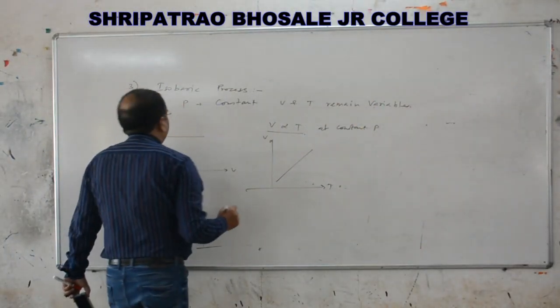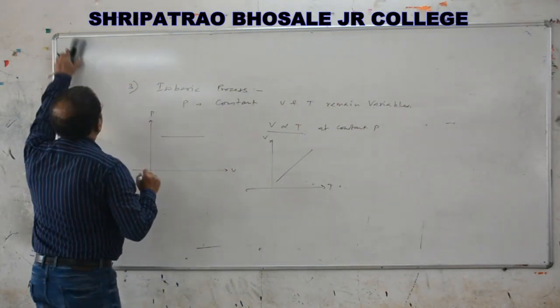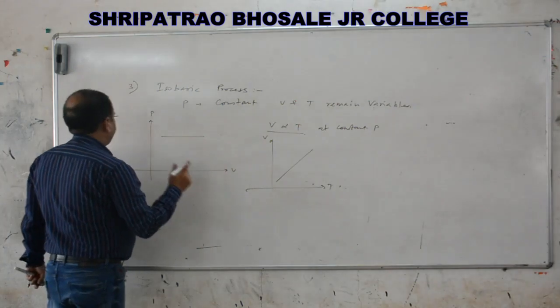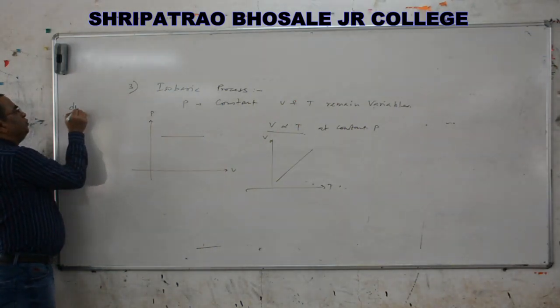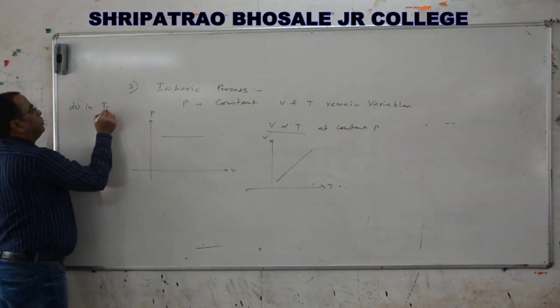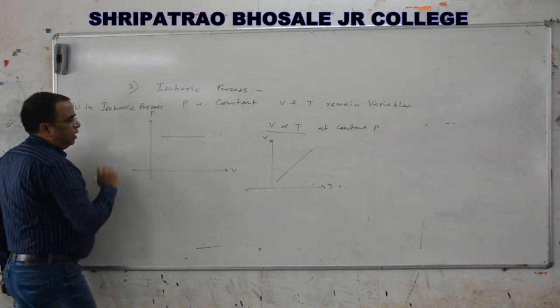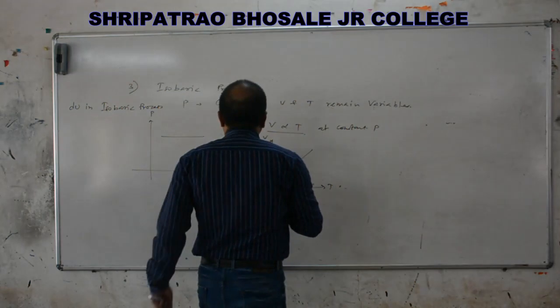So this is the case. Now we may find out the change in internal energy in this process and other things also. Change in internal energy dU in an isobaric process. How to realize this case, isobaric?